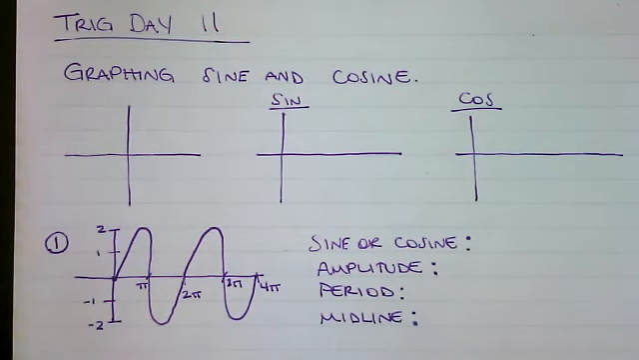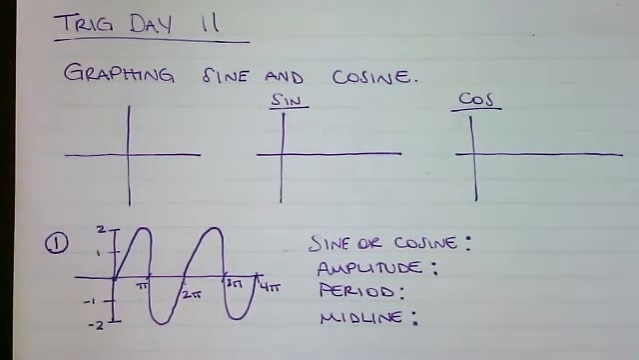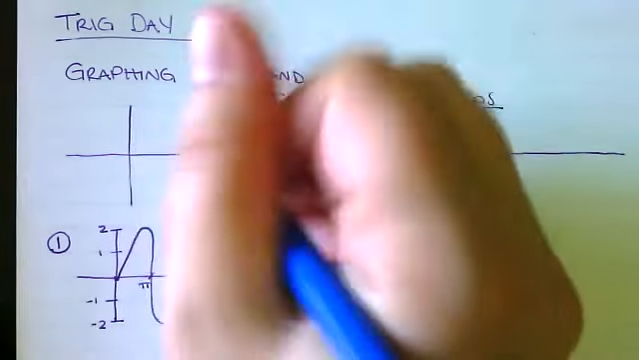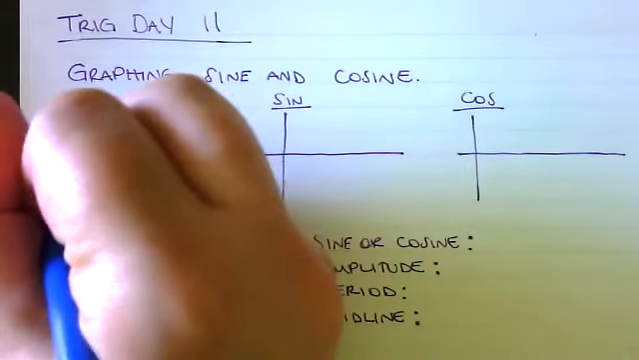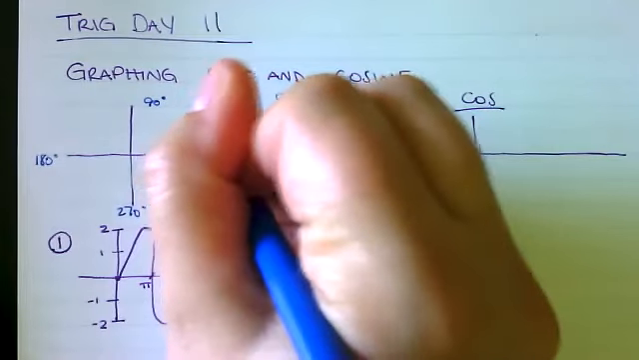So for today, we're going to be graphing sine and cosine. We're going to be going back a little bit to last week when we were using the unit circle, but we're only going to use the 4 main coordinates. So our 0 degrees, 90 degrees, 180 degrees, and then 270 degrees, and then we go back to 360.